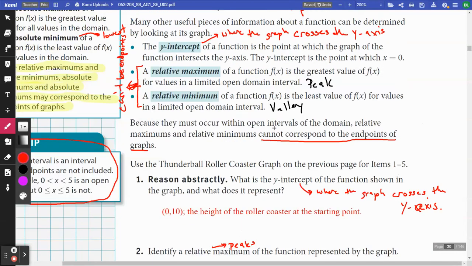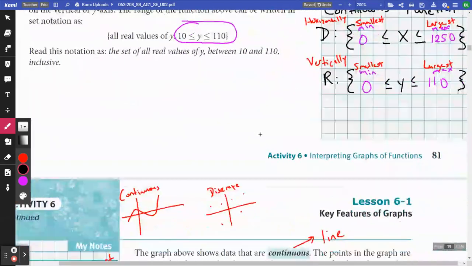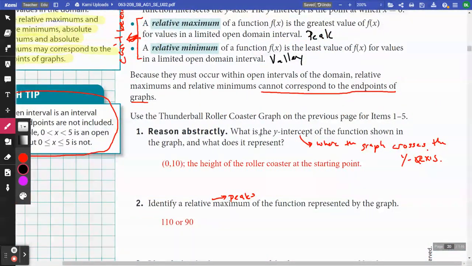Okay? Well, where does this graph cross the y-axis? Well, here is the y-axis, this red line. We said that the starting point, which was right here on this graph at 0, 10, is on the y-axis. So the y-intercept is the starting point. They're usually the same thing. The y-intercept is usually your initial value. So where is it? 0, 10. What does it represent? The height of the roller coaster at the starting point.